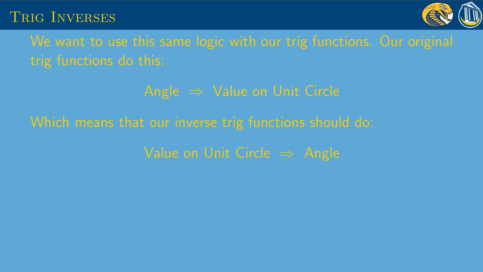Our original trig functions, like sine of alpha, take in some angle alpha and output a value on a unit circle, which means our inverse trig functions should take in a value on a unit circle and output an angle.